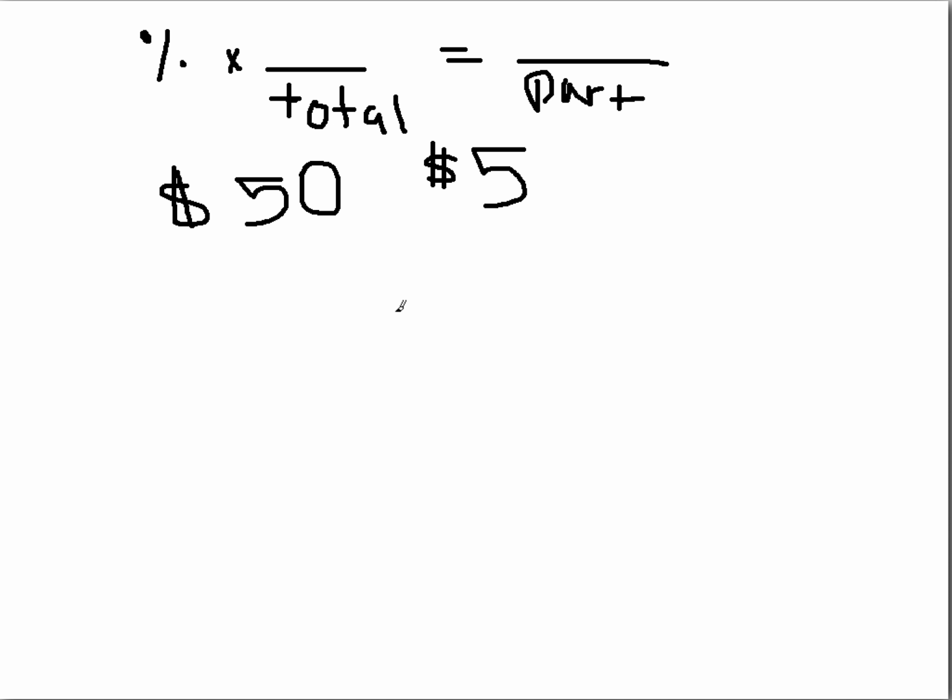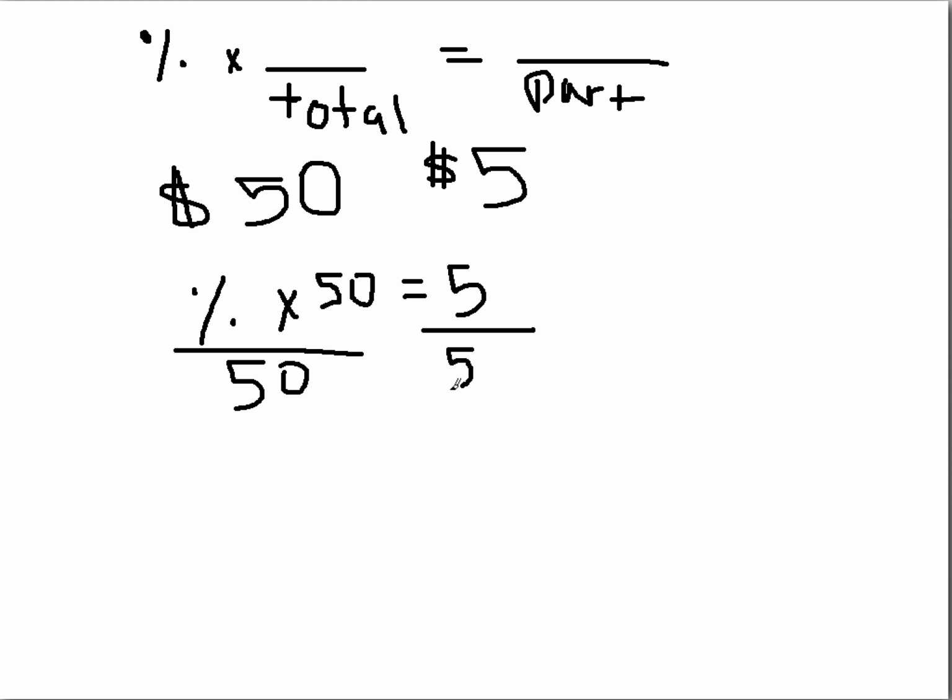To find the percent, I'm going to set up my equation. I'm going to have my percent, I don't know what it is, times the total cost of the item, which is $50, equals that partial amount, which is $5. So how am I going to solve this for the percent? Well, we're going to do the opposite again. I'm doing multiplication of 50, so I'm going to divide both sides by 50.